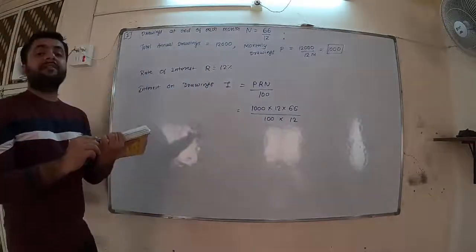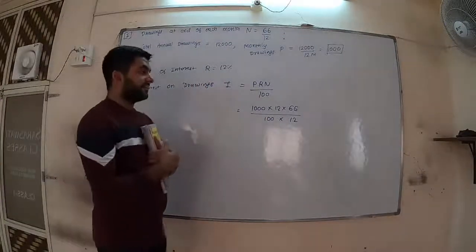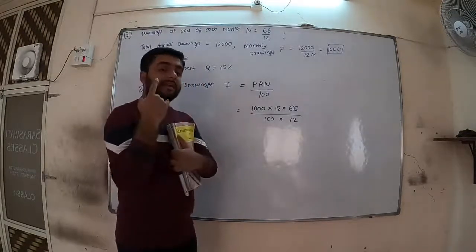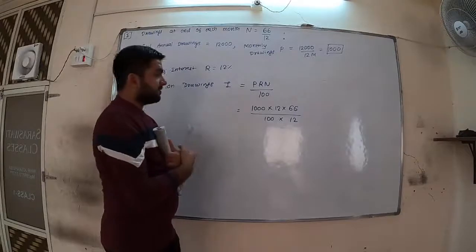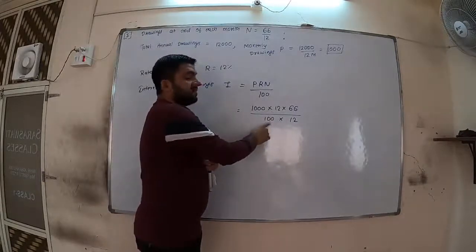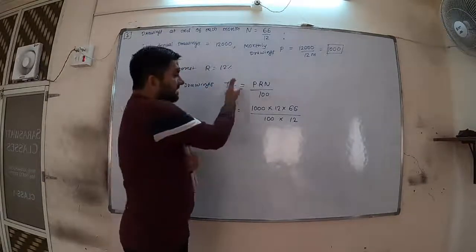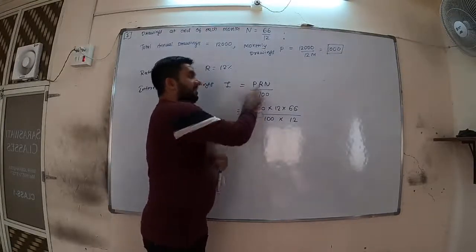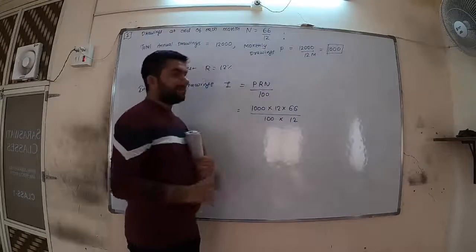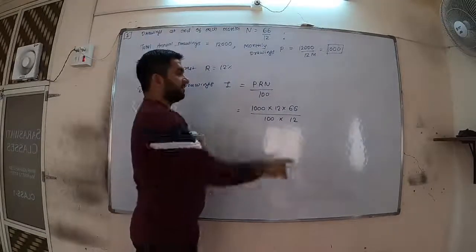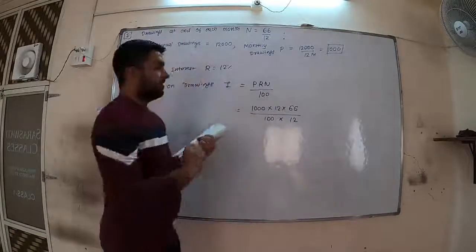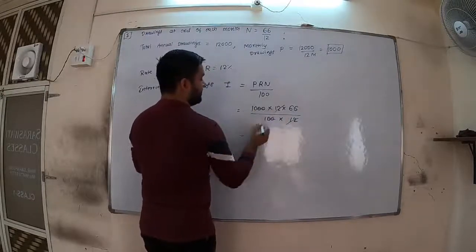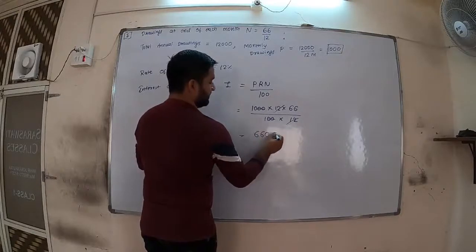Now one more thing everyone needs to clear. Why have I not written the percentage? I explained in 11th standard also. Whenever you are writing percentage, then 100 is not required. But this formula is PRN upon 100. So 1000 is P, R is 12%, but always take 12 because divide by 100 is there. N is 66 by 12. Now 12 gets cancelled, 0 gets cancelled, 10 into 66. The answer is 660.